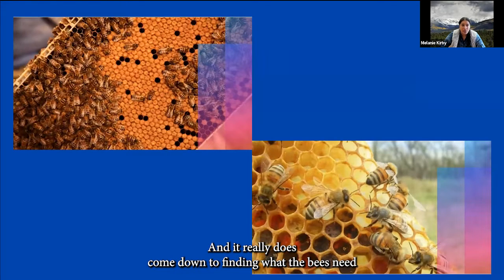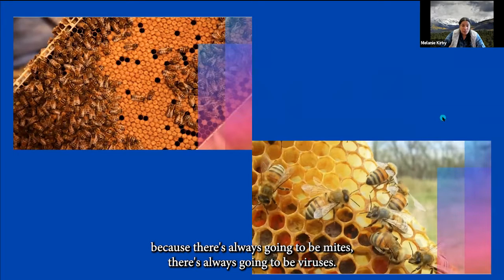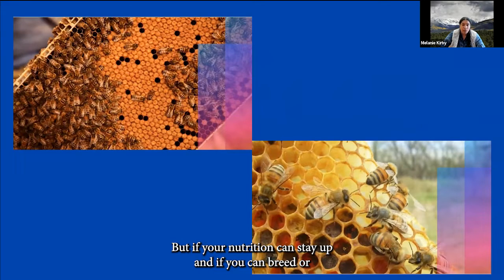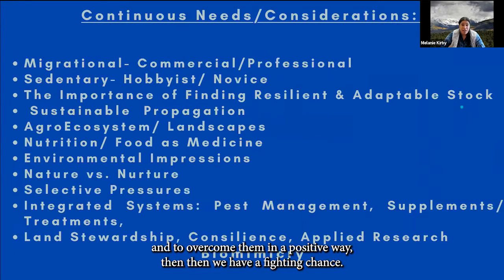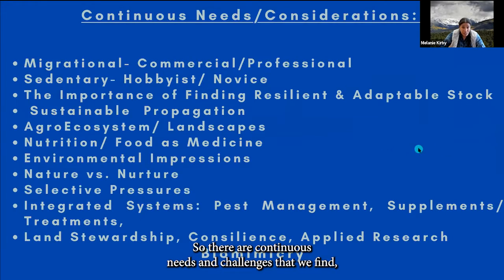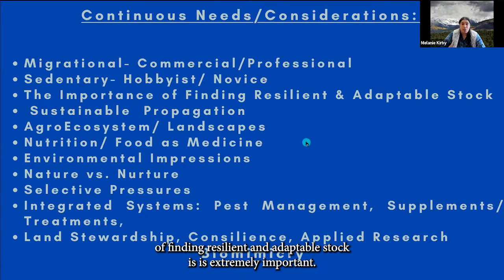It really does come down to finding what the bees need so that they're healthy, so that they have good nutrition, because there's always going to be mites, there's always going to be viruses. But if your nutrition can stay up, and if you can breed or find those bees to integrate into your apiaries that have been bred to handle these variations and to overcome them in a positive way, then we have a fighting chance. So there are continuous needs and challenges, whether you're migrational or commercial professional, whether you're a sedentary hobbyist or a novice. Finding resilient and adaptable stock is extremely important. It's like finding a needle in the haystack, to be honest.